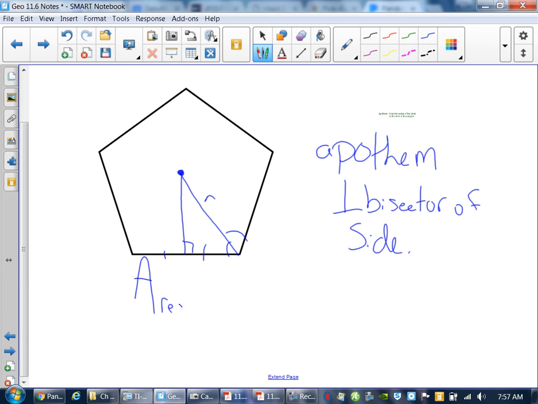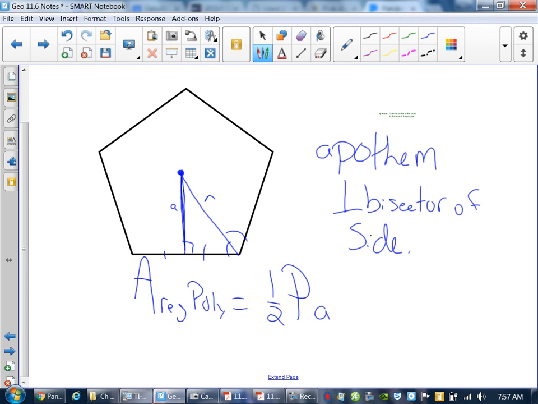Area of the regular polygon is always equal to 1/2 the perimeter of that polygon times the apothem. And then we'll use this lowercase a. Don't get it confused with a squared, b squared, but this apothem here, this section.